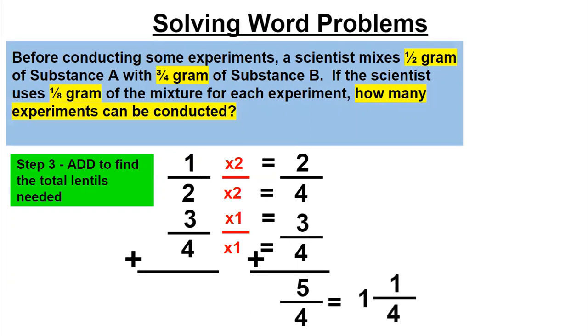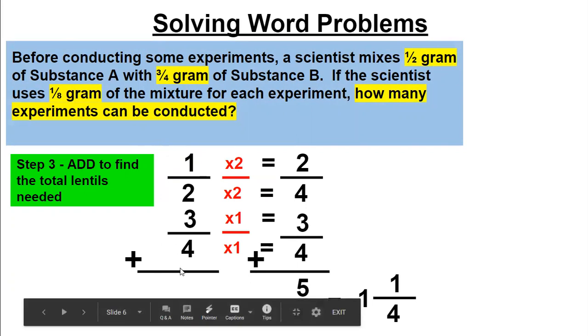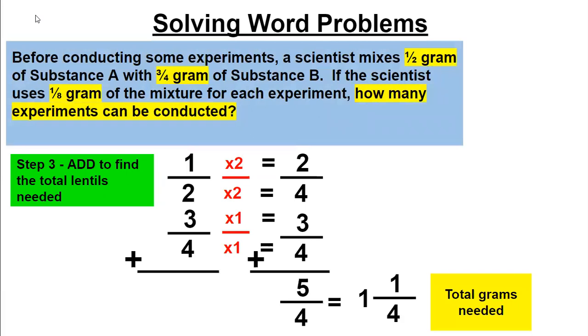You're going to divide the top number on the inside, the bottom number on the outside. And then if there were any whole numbers, we would add those next. I don't see any whole numbers over here on the left side. So that would be our answer then. There's nothing to add. So the total grams needed for step 1 is 1 1/4 grams. And that's a mixture of both substances, right? Now, how many experiments can he conduct if he needs 1/8 of a gram of that mixture for each experiment? That's the dividing part. So let's do that next.